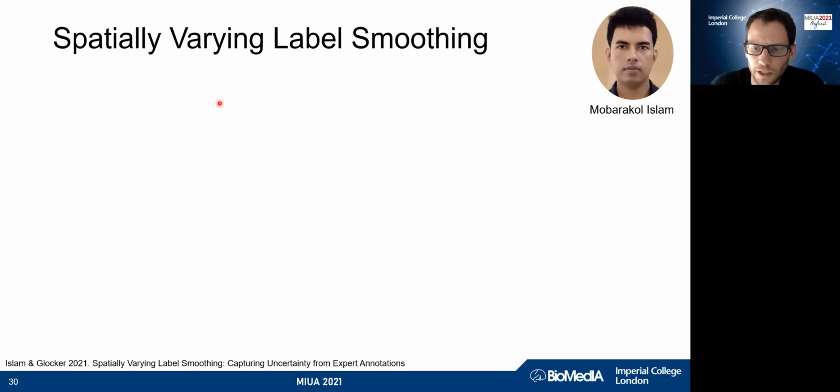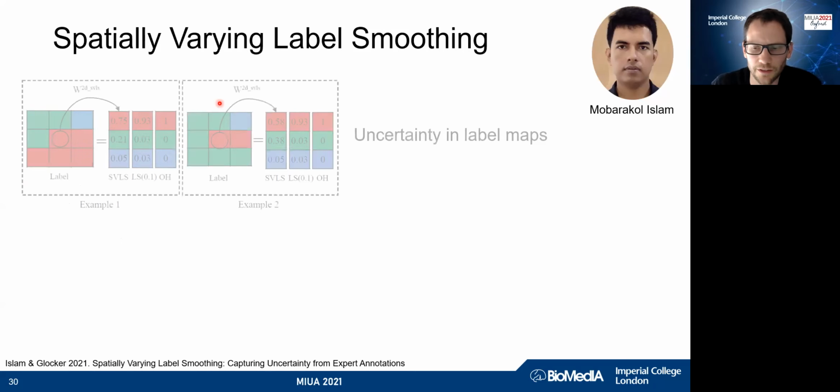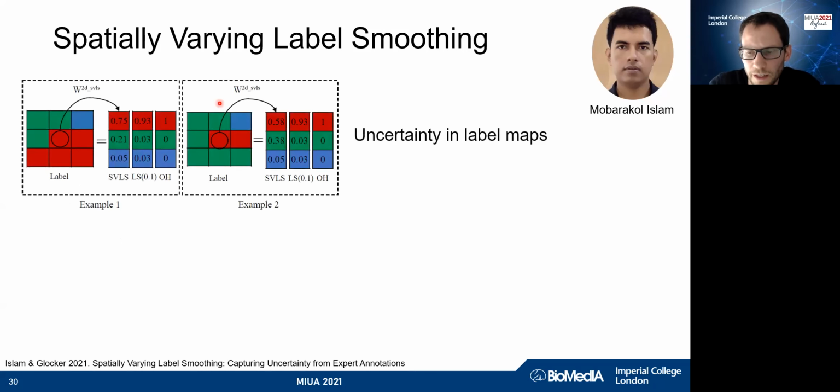Now, one simple way of capturing the uncertainty that is already present in the label maps is spatially varying label smoothing. This is work Mobarak Islam was working on, a postdoc in my team, and it was just presented at IPME a few weeks ago. Here, basically the idea is to directly extract some ambiguous information or uncertainty from the expert label map.